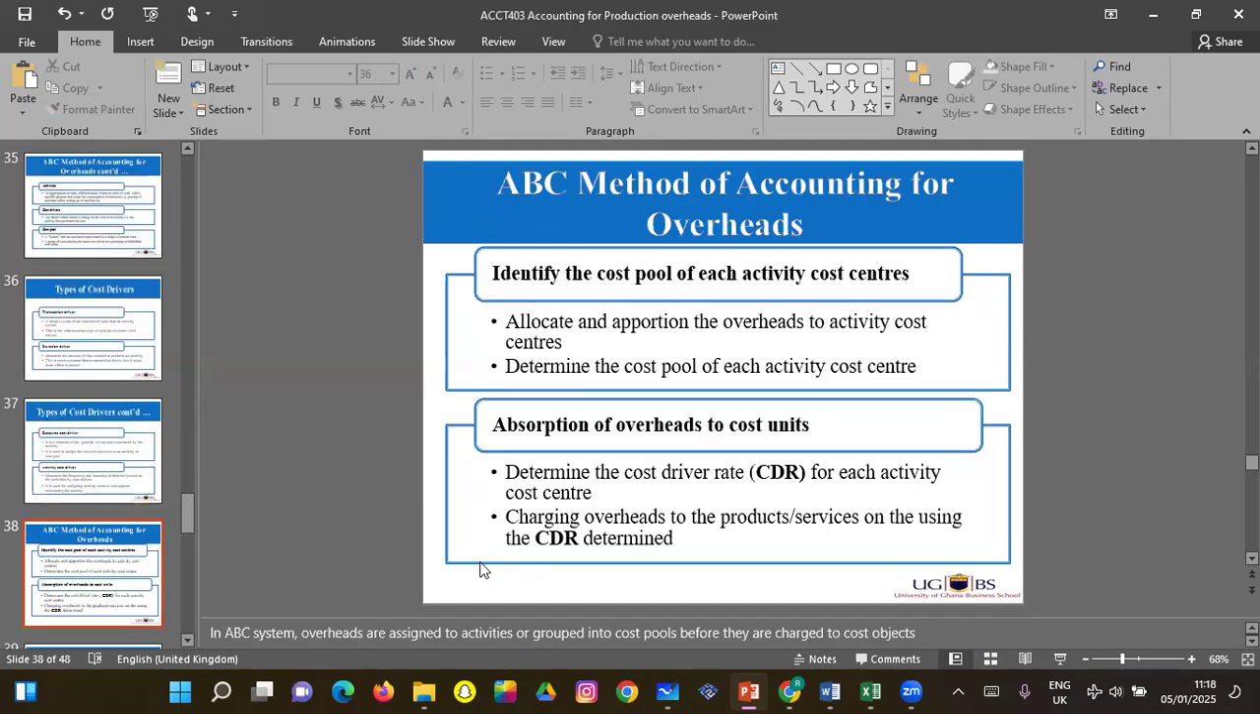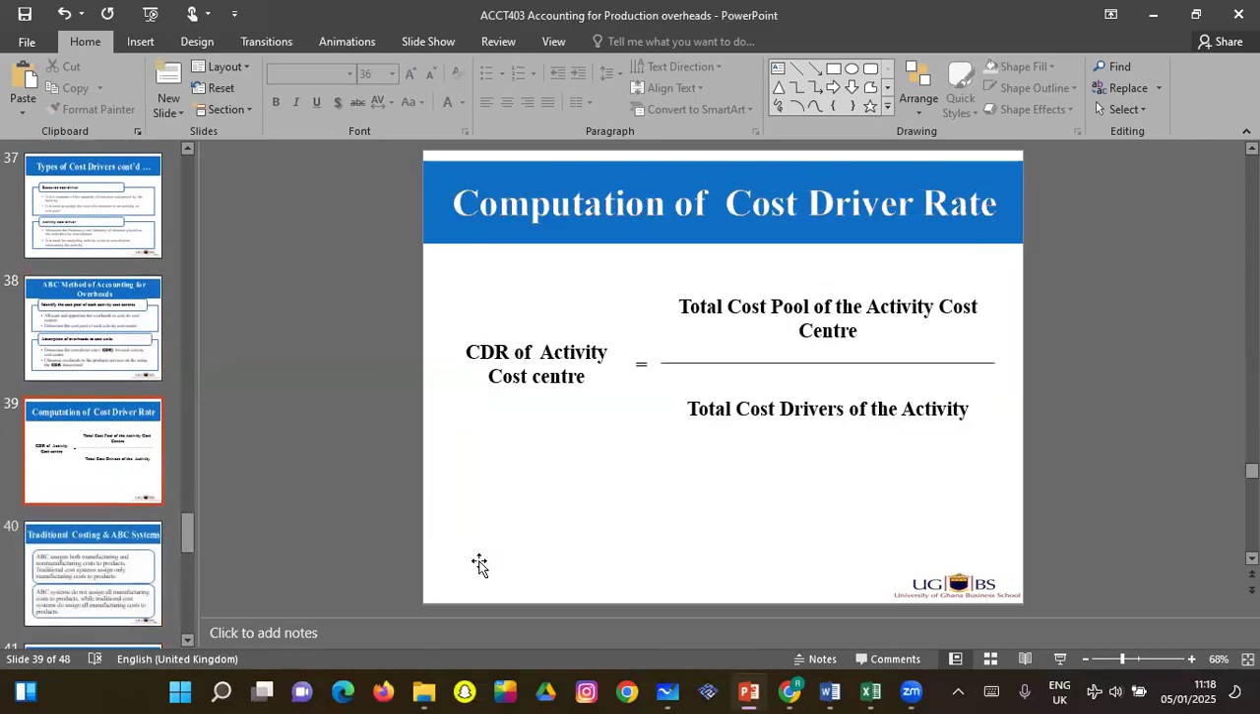First you have to identify the cost pool of each activity cost center. An example will come soon. Then allocate and apportion the overhead to cost centers and also determine the cost pool of each activity. Then we absorb the overhead to cost units. Determine the cost driver rate, CDR, for each activity, and charge overhead to product or service using the CDR rate which has been determined.